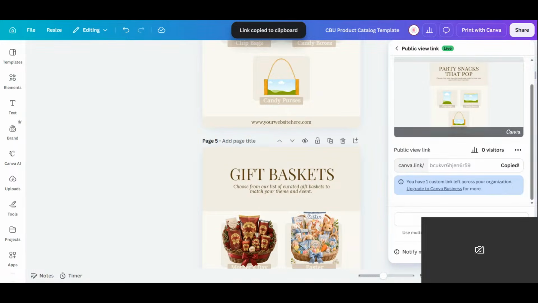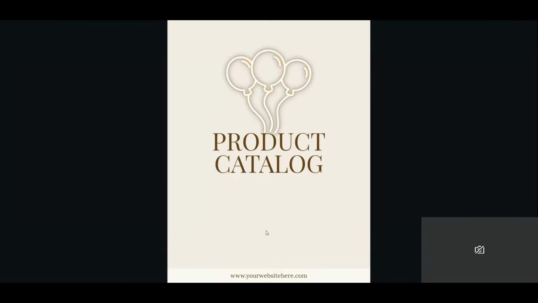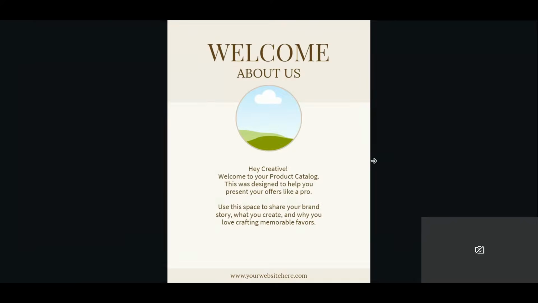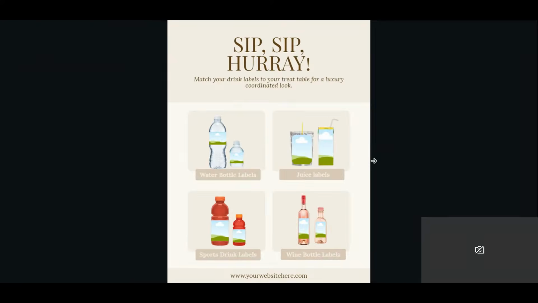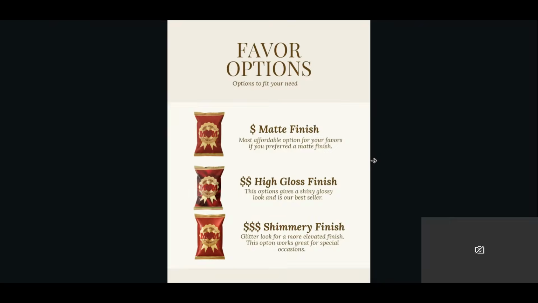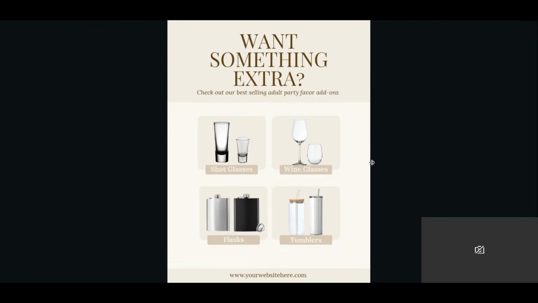I'm going to copy this and paste it into my browser, and I'm going to show y'all what that looks like. So this can also be shared as a public link where they can easily flip through to see your catalog, okay? So that's two ways of doing it. You choose which one works best for you.